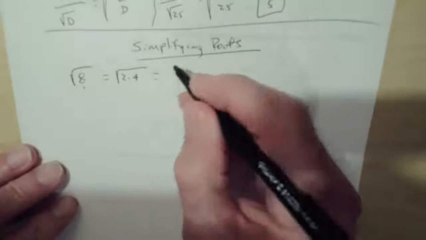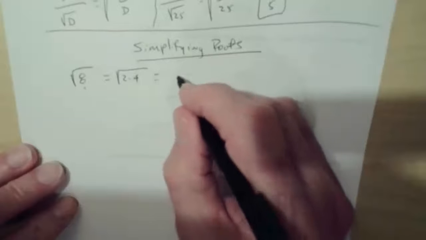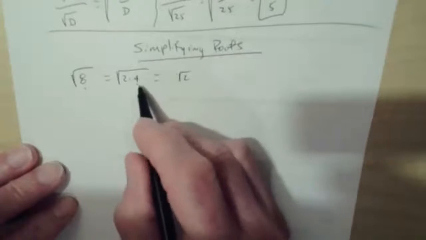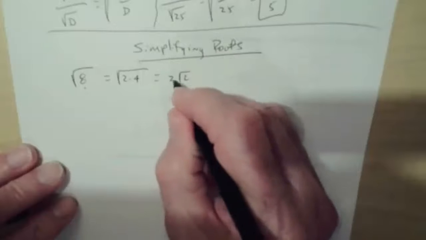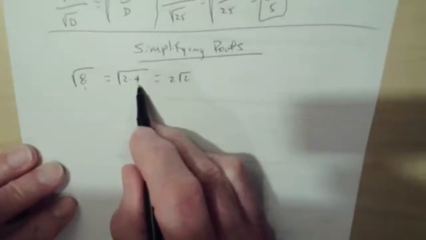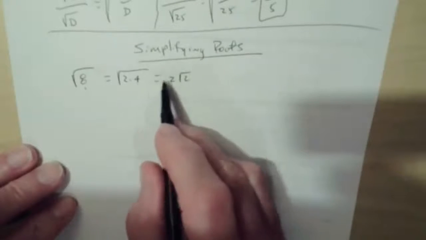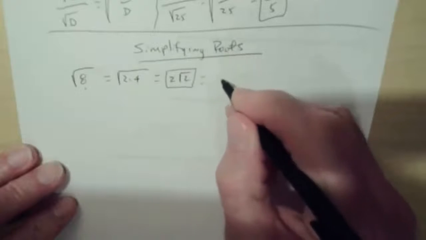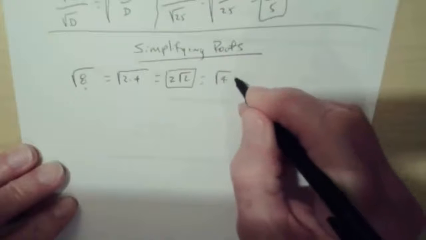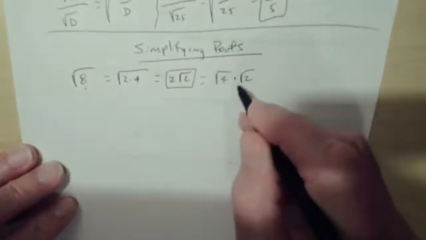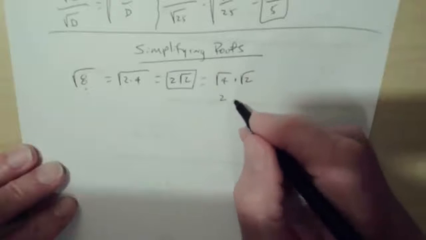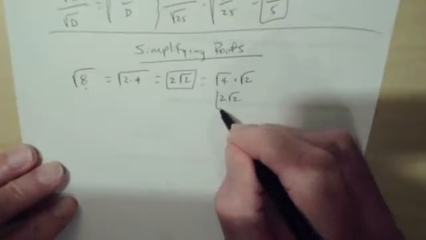So this is going to equal, the square root of 2 is the square root of 2. We don't know, we don't care. And the square root of 4 is 2. Once you take the square root of it, it comes out of the radical. Because we have the square root of 4 times the square root of 2. You can break it down like that. And the square root of 4 is 2. And the square root of 2 is, we don't know, we don't care.